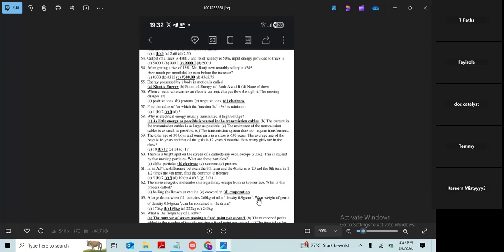Now, number 64, we have less time now. What's the frequency of a wave? Now, when we say frequency, it means something that occurs every time, right? Let me say, I give you paracetamol and I tell you the number of times to take the paracetamol. So that's basically what frequency is. The number of times something occurs.